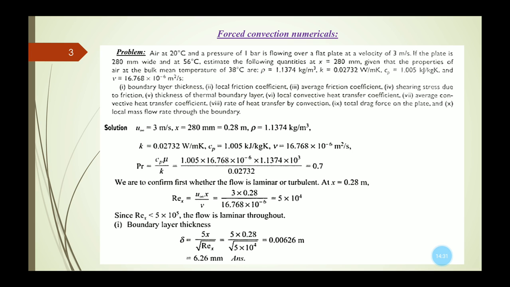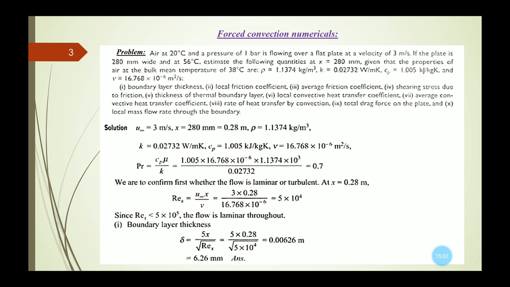Now for the given length of the plate, that is 280 millimeter or 0.28 meter, we need to first confirm whether this flow is in the laminar boundary layer zone or the turbulent boundary layer zone. For that we need to calculate the Reynolds number value first. The formula of the Reynolds number is ux by nu. So u is given here as 3, x is the length of the plate, 0.28 meter, and nu is the kinematic viscosity.